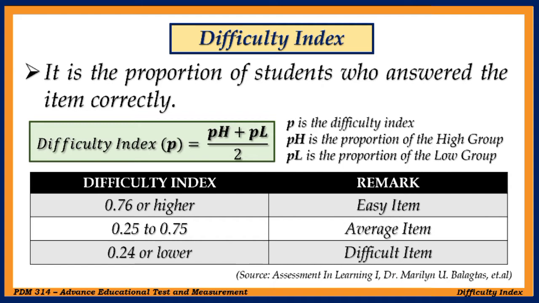Now take a look at the table. If the difficulty index is 0.24 or lower, it is considered a difficult item. While if the difficulty index ranges from 0.25 to 0.75, it is considered an average item. And if the difficulty index is 0.76 or higher, it is considered an easy item.